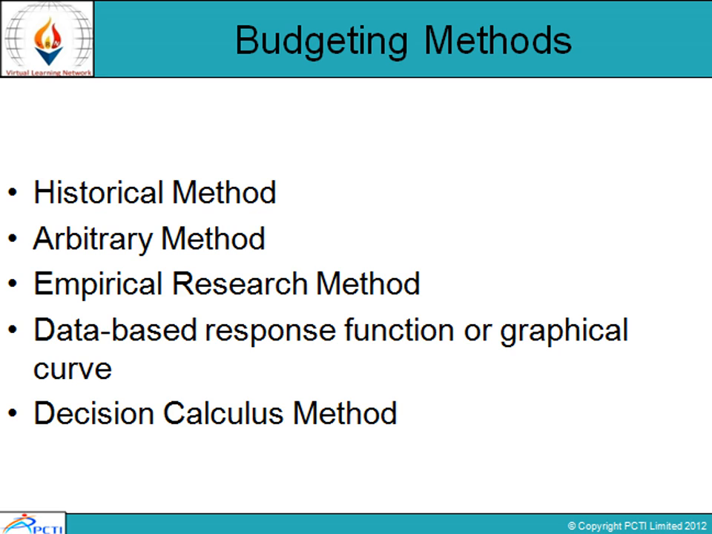When we talk about budgeting methods, the first method is the historical method. Some companies, due to their intellectual laziness or lack of enterprise, may not wish to go deep into how the advertising budget works, or they may be turned off by the sheer complexity of the procedures.